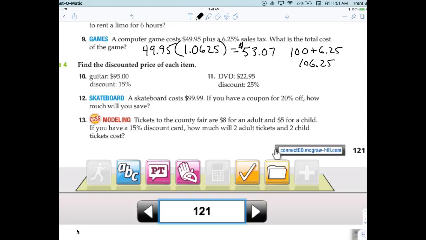Why do you do that? Because it's per 100. So take 106.25 and divide it by 100 on your calculator. Quickly, come on, chop, chop. 106.25 divided by 100. What? Stop. What did we get?